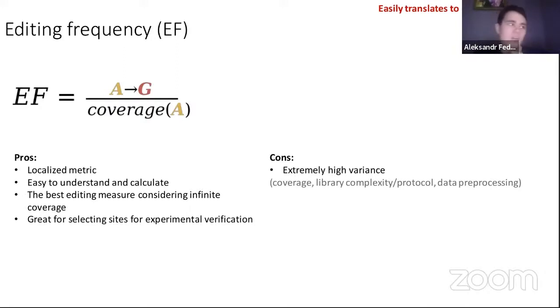However, it's also your only choice when you want to select sites for experimental validation. So you usually want to select sites with sufficient coverage and the highest editing frequency. The main disadvantage of this metric is that we observe extremely high variance for editing frequency in particular sites due to coverage. The variance actually originates from coverage differences, library complexity differences, differences in protocols used to prepare libraries, even data preprocessing. Editing frequency can vary based on the aligner you choose during the alignment step. Okay, so keep this in mind.